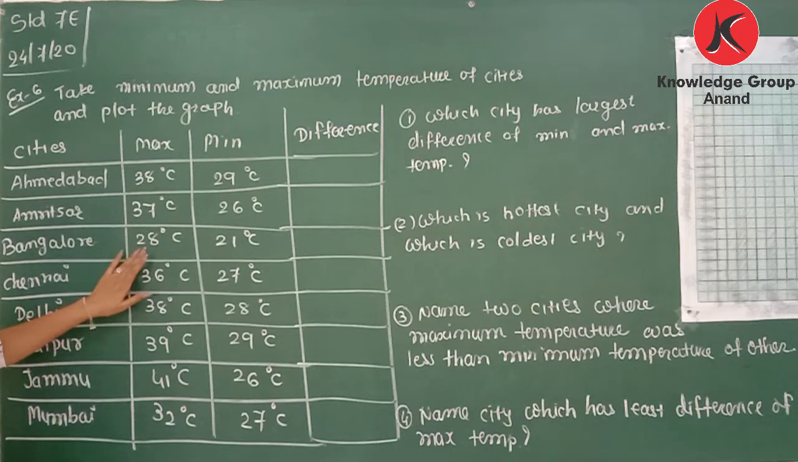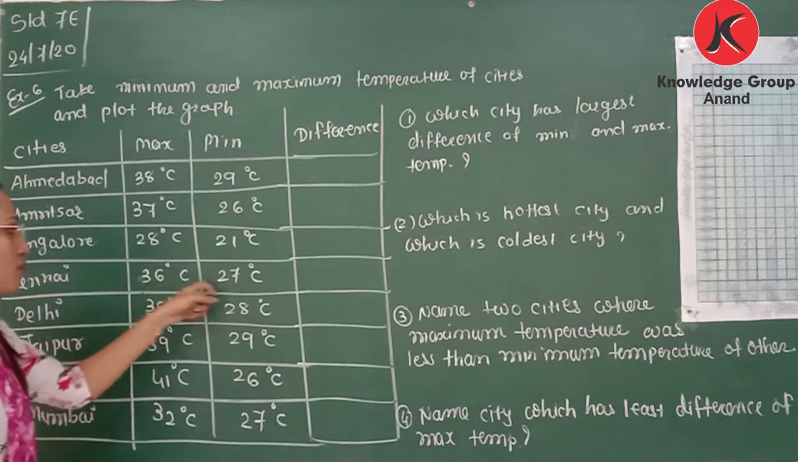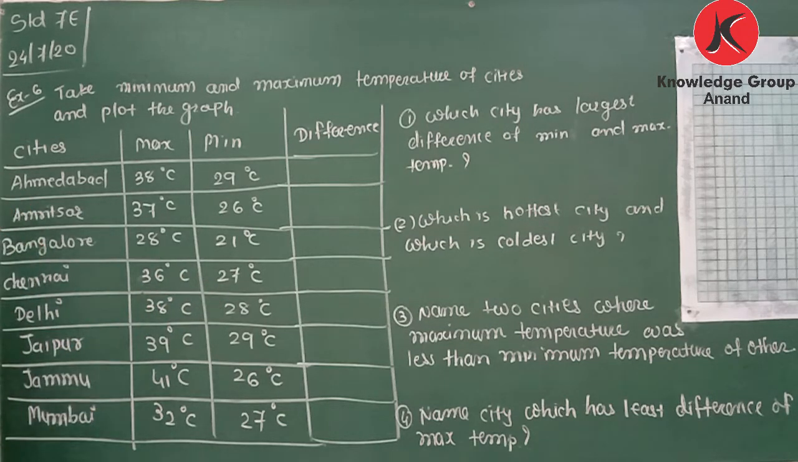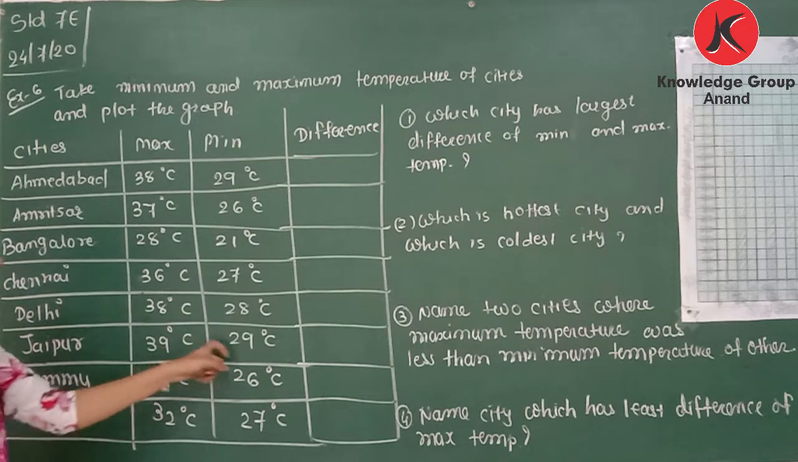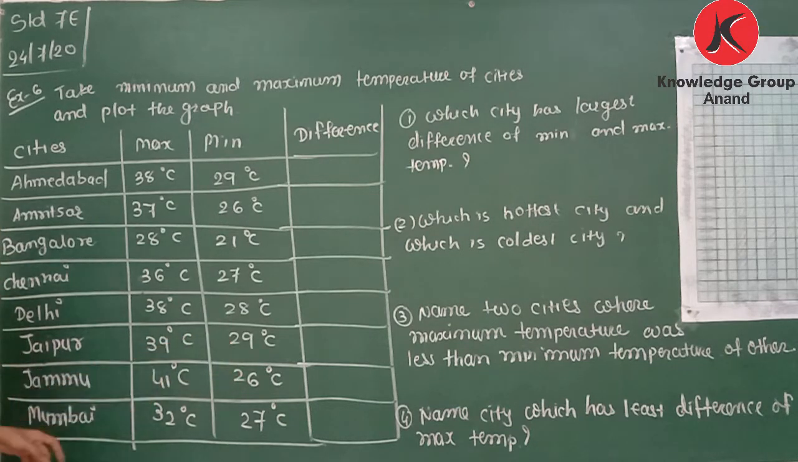Bangalore 28 degrees Celsius maximum, 21 degrees Celsius minimum. Chennai 36 degrees Celsius maximum, 27 degrees Celsius minimum. Delhi 38 degrees Celsius maximum, 28 degrees Celsius minimum. Jaipur 39 degrees Celsius maximum, 29 degrees Celsius minimum. Jammu 41 degrees Celsius maximum, 26 degrees Celsius minimum. Mumbai 32 degrees Celsius maximum and 27 degrees Celsius minimum.